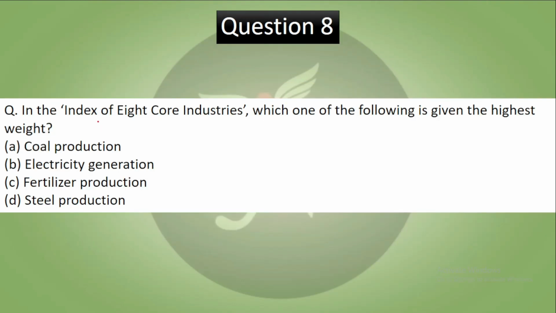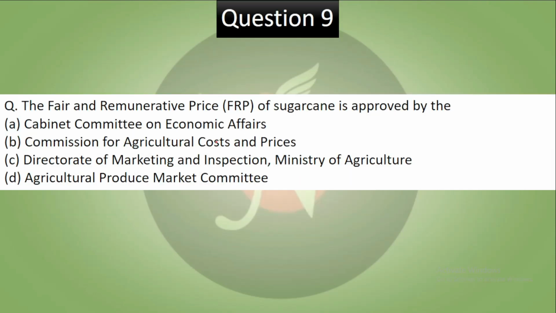And the Index of 8 Core Industries, which one of the following is given the highest weight? Pause the video, try to answer. Now let's see the answer. So the correct answer to this is B. Electricity generation has the highest weightage.